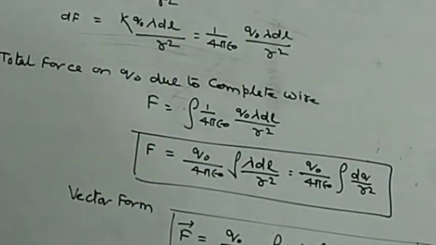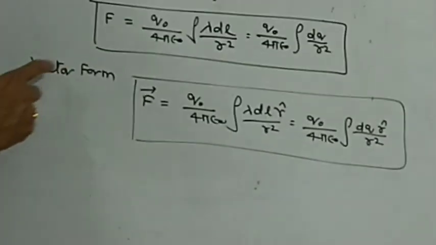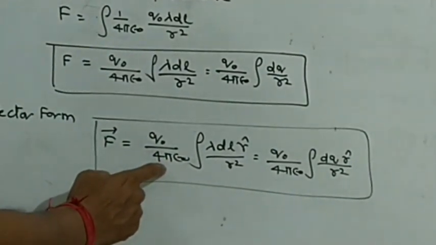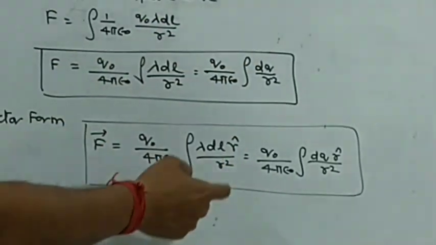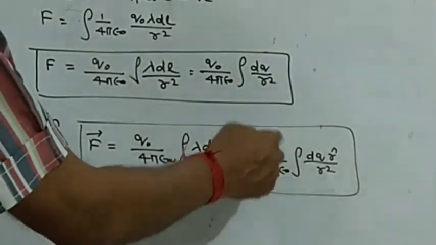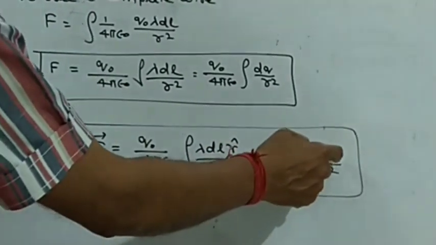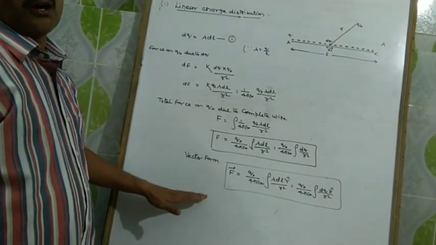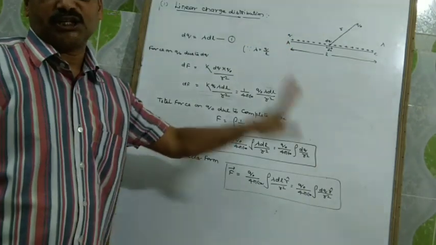The vector form of this sometimes can be asked. So vector F will be equal to q naught upon 4 pi epsilon naught integration of lambda dl r cap upon r square, where r cap is the unit vector along r. Or this can also be written as q naught upon 4 pi epsilon naught integration of dq r cap upon r square. Okay, so this is the derivation for the total force on the charge q naught due to complete linear charge distribution.